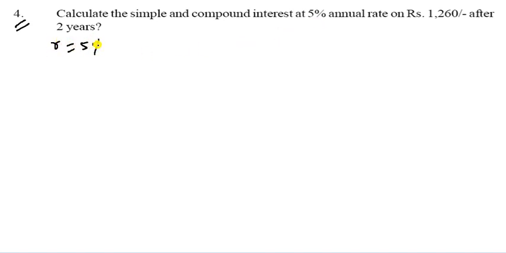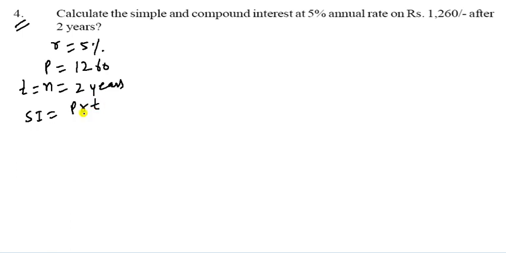Calculate the simple and compound interest at the rate of 5%. That means the rate is given as 5% annual rate, and the principal is given as 1260 rupees. After 2 years, that means N is 2 years. It is also called T.